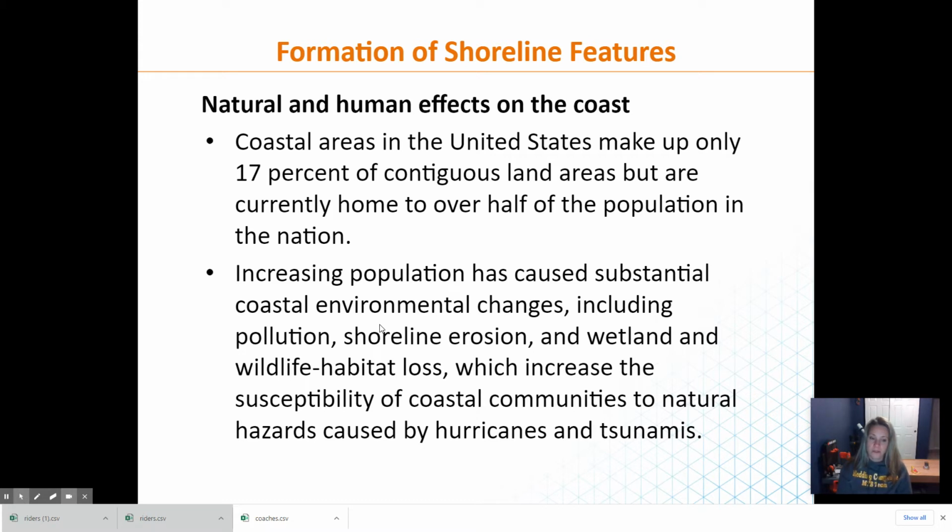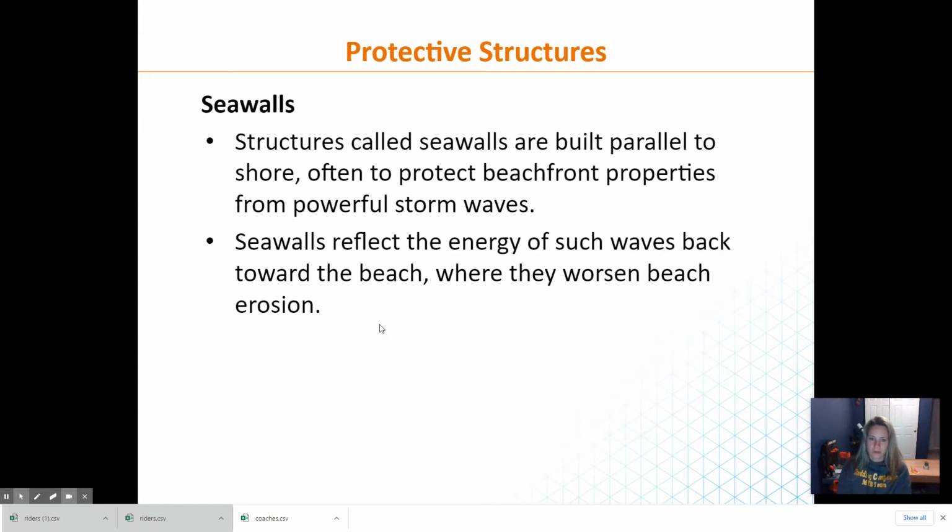So it's pretty significant. And so if they move inland, that is going to create a lot of environmental changes, including habitat loss because of building houses, and just a lot of negative things there. So not a good thing.